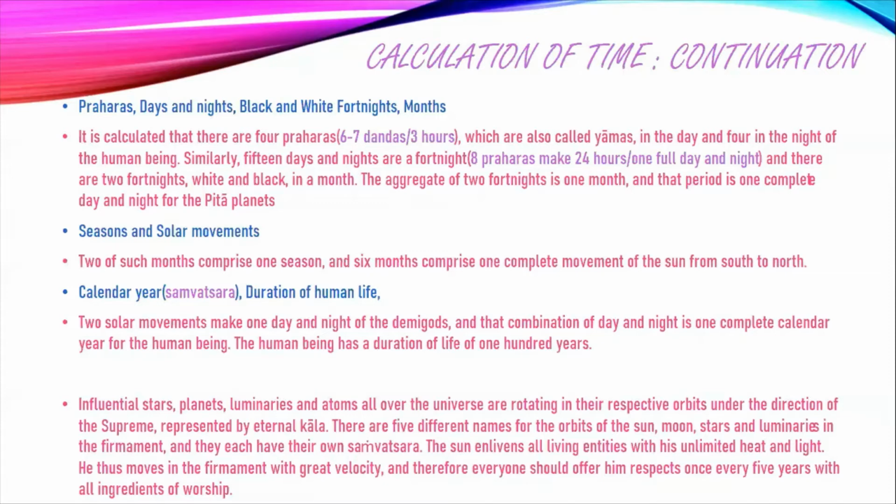Seasons and solar movements. 2 of such months comprise 1 season, and 6 months comprise 1 complete movement of the sun from south to north.